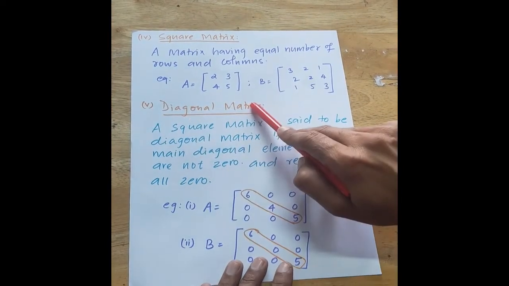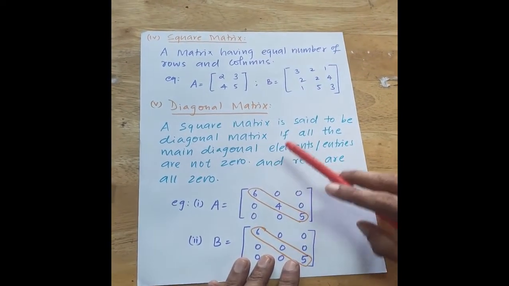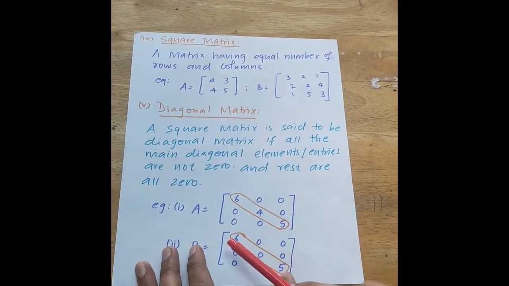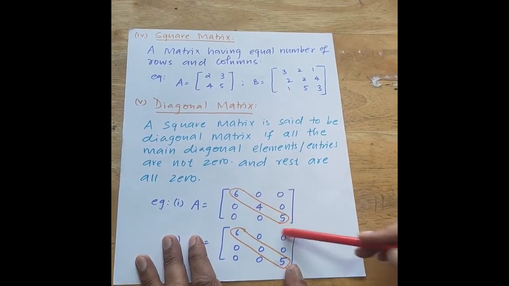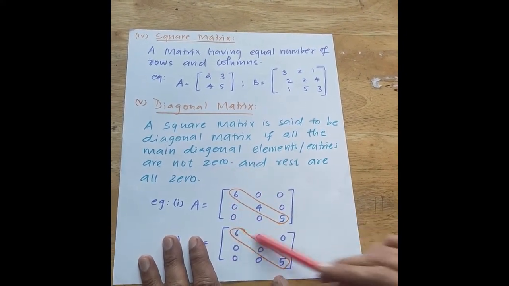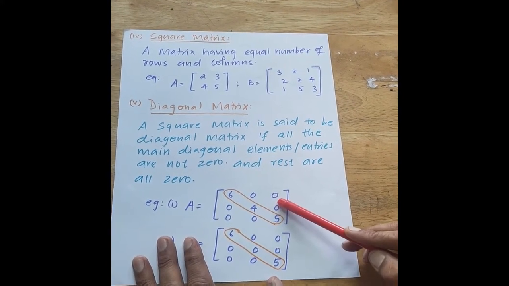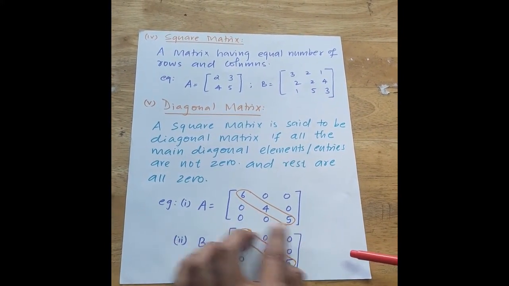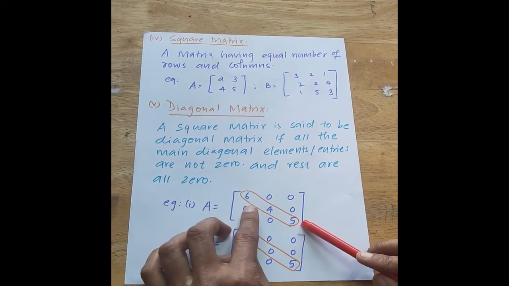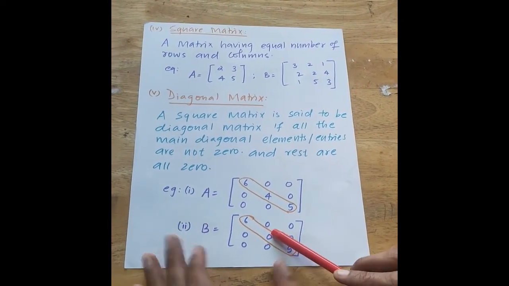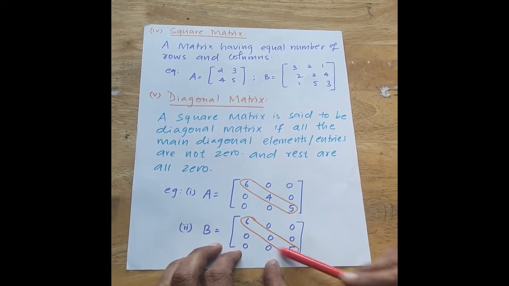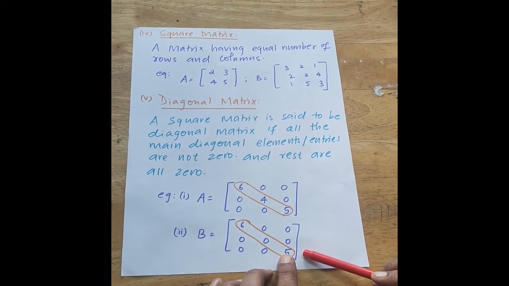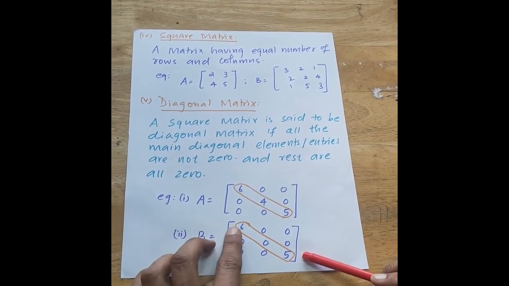Now next we have the diagonal matrix. A diagonal matrix should be a square matrix first, and if you look at the example here, all the elements of the leading diagonal must not be 0. All the rest of the entries must be 0. In the first example, A equal to 6 4 5, the leading diagonal elements are not 0, so this is a diagonal matrix. Similarly, in matrix B, one element can be 0. We can have two zeros here, but all the elements should not be 0. So 6 0 5.